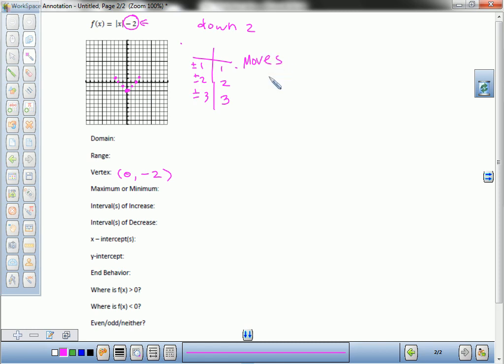That sounded like a cow. Moves from the vertex. Oh boy. It is Friday.